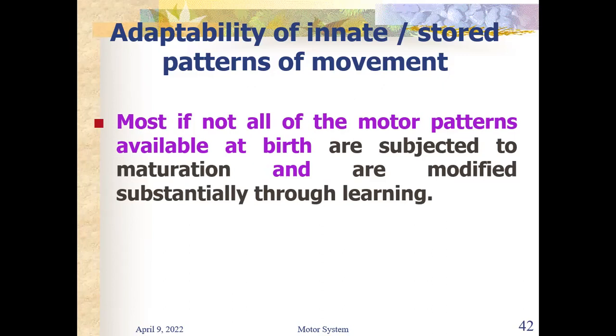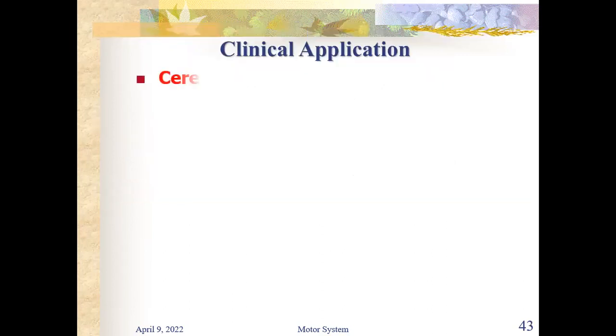So with time, the child starts growing and starts walking. With time, he starts running. With time, he can even go anywhere. So adaptability of innate and stored patterns of movement. So these motor patterns are already stored in the brain, in the motor cortex, and they are available at birth and are subjected to maturation. As the child grows older, the movement patterns of the child change. The child that was crawling starts walking. After some time, the child that was learning how to walk starts running around the house, you see? So that is adaptability of innate stored patterns of movement.